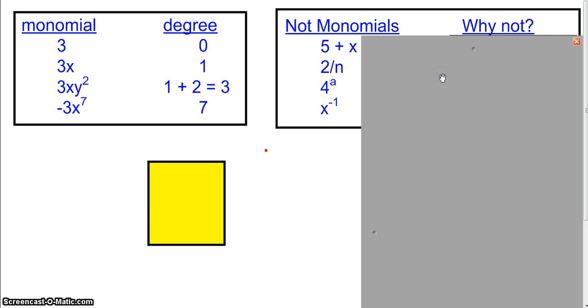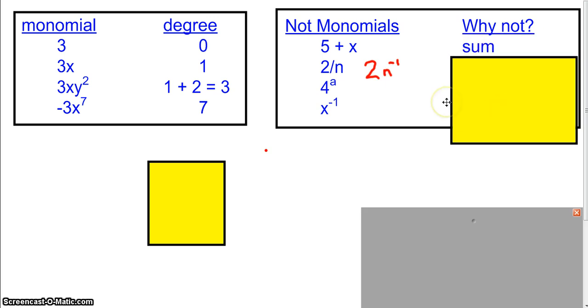Ready, 8th grade? These are not monomials. So I want you to tell me why 5 plus x is not a monomial. Jack? Because it's not multiplying by anything. These are monomials. Yeah. One term, right? What can you say about 5 plus x? It's 2 terms. 2 terms, okay.